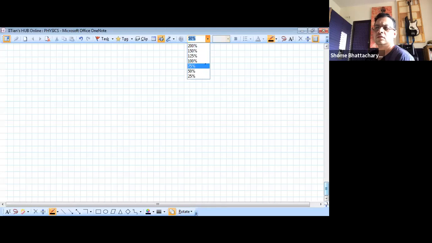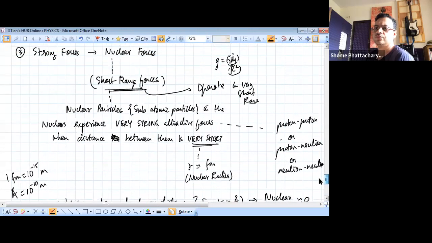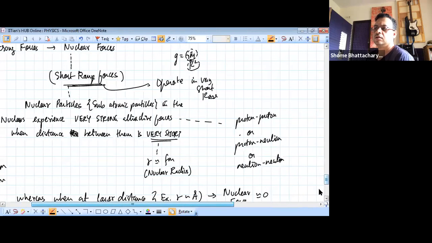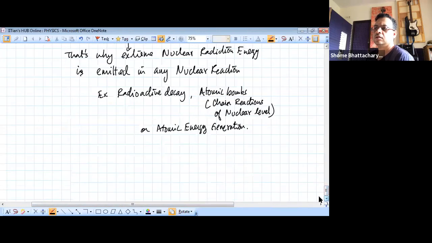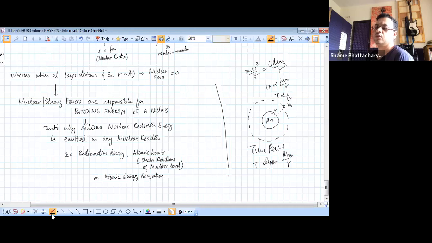Which diagram is that? No, I've not made any particular diagram. I'm just giving you some examples of strong forces. Yes, that's correct. I'll just leave you with the note for a minute. Oh, that diagram, sorry. This was a different question, not related to nuclear. Somebody in between had asked me a question related to orbital motion.